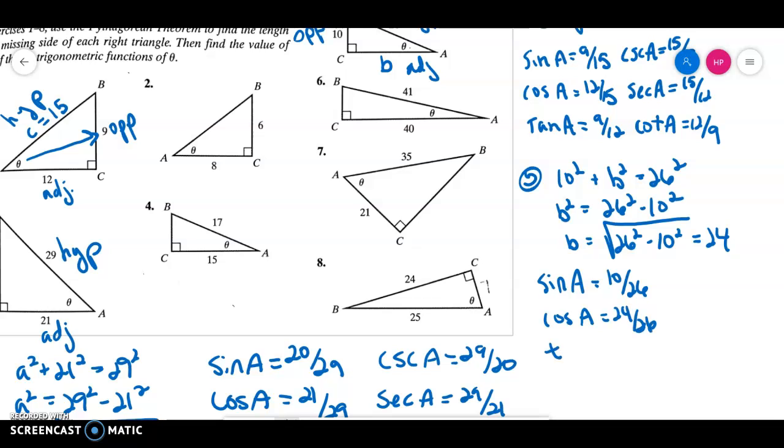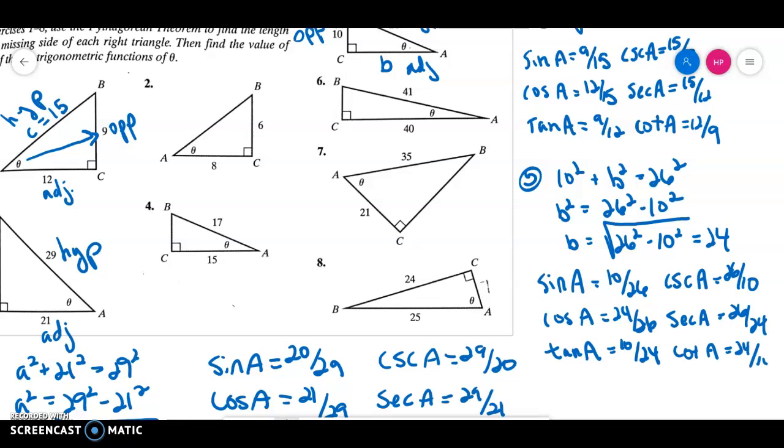And then again, once I have those, I really should be able to just rock through the rest of these. So the 10 over 24 would be the opposite and adjacent. And then cosecant of A would be 26 divided by 10. Secant of A would be 26 divided by 24. And cotangent of A would be 24 divided by 10. So now, again, all of this depends on the angle that we have identified.